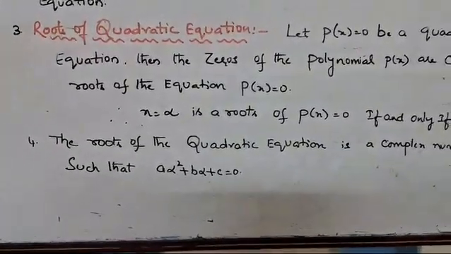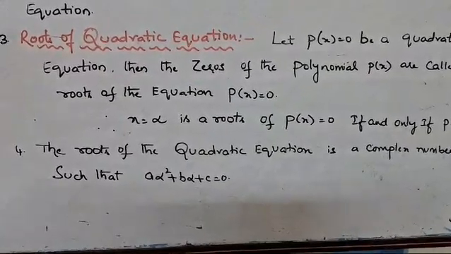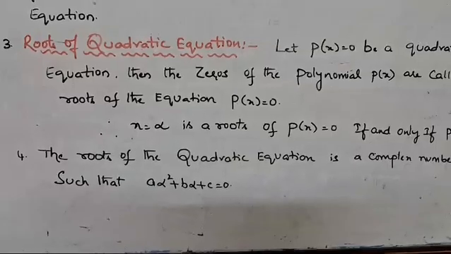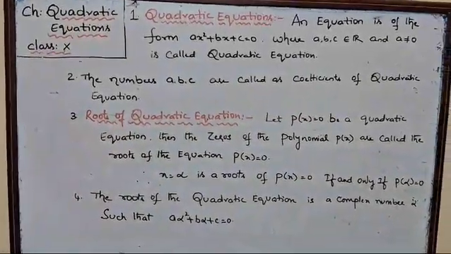Therefore, the fourth point: the root of the quadratic equation is a complex number alpha such that a alpha² + b alpha + c = 0. Okay, I hope you understand these points.